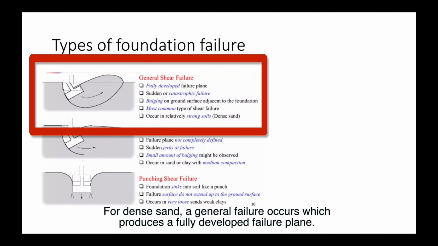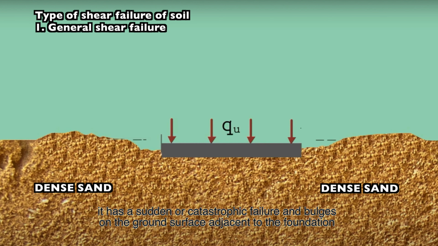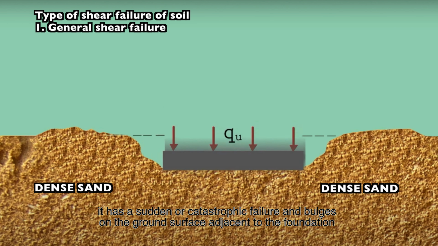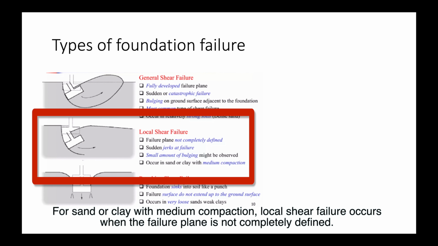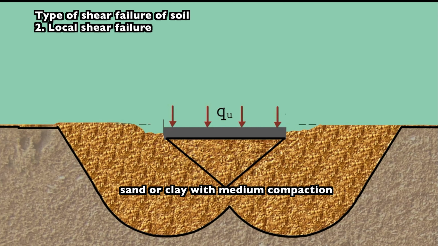For dense sand, a general shear failure occurs, which produces a fully developed failure plane. It has a sudden or catastrophic failure, and bulges on the ground surface adjacent to the foundation. For sand or clay with medium compaction, local shear failure occurs when the failure plane is not completely defined. It will have sudden jerks at failure.